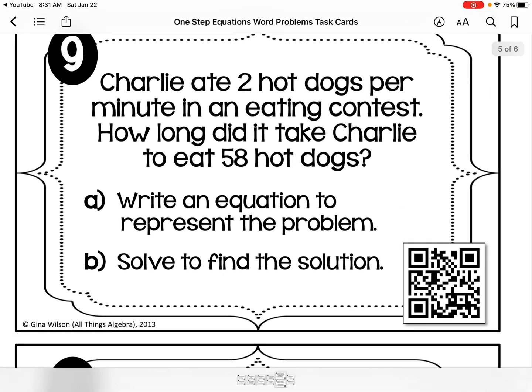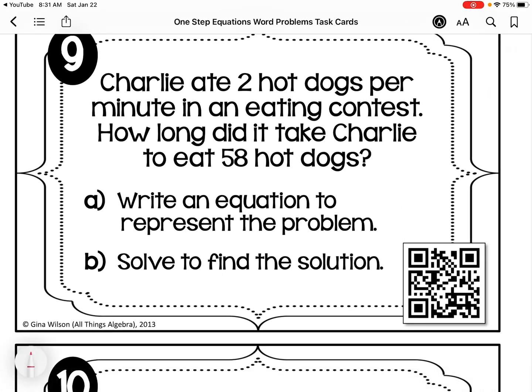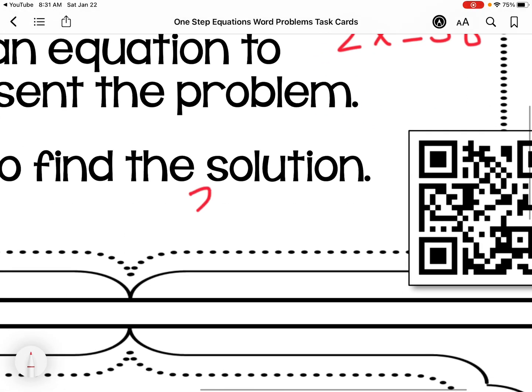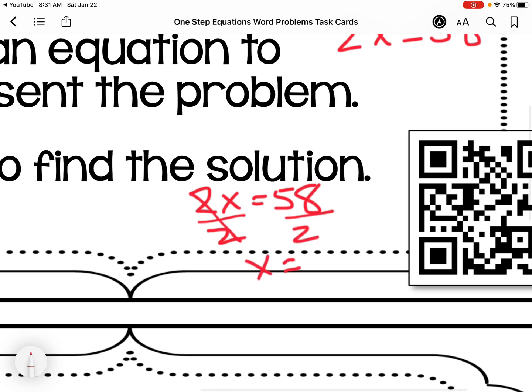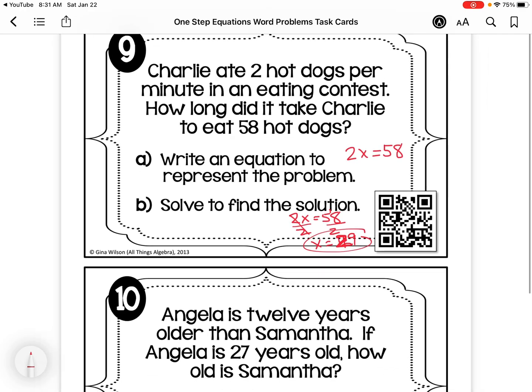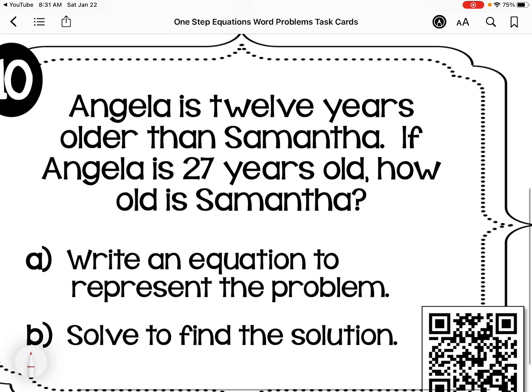Charlie ate 2 hot dogs per minute. So per tells me to multiply. How long did it take Charlie to eat 58 hot dogs? Well, he's going to have a really bad stomachache. 2x equals 58. So then my equation is going to be 2x equals 58, all divided by 2. X equals, I did that wrong, 29. So 29 minutes. Ew.